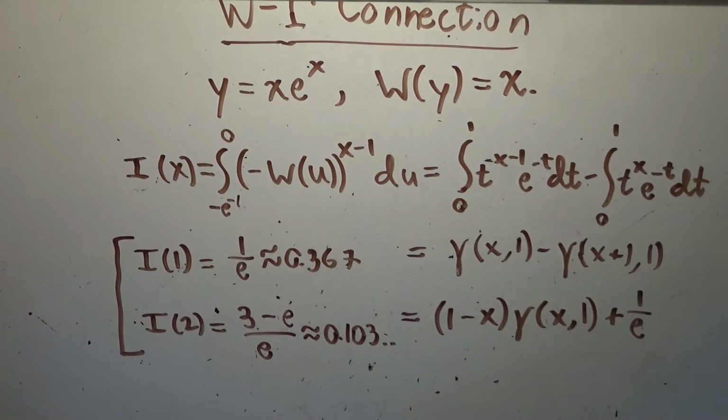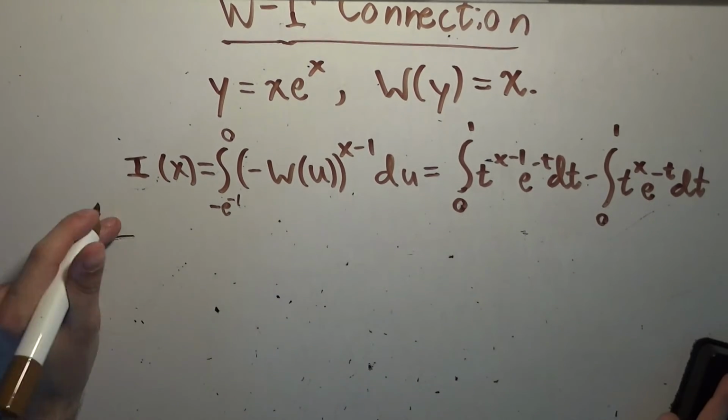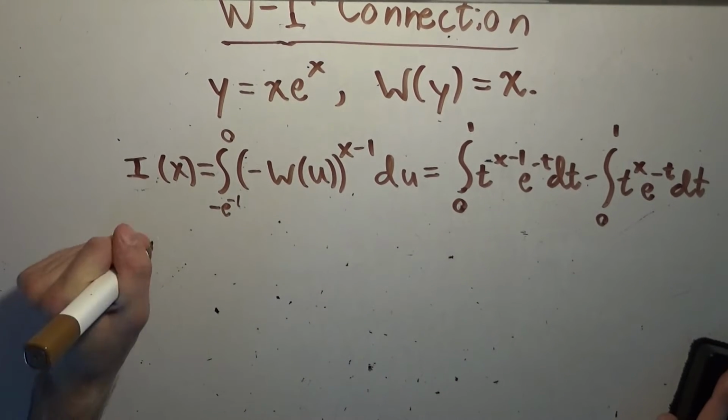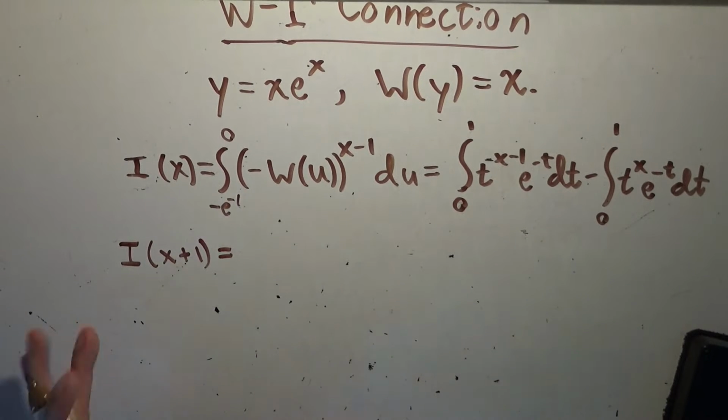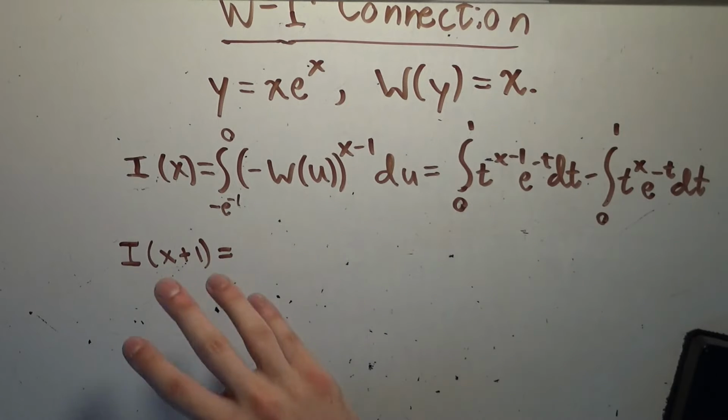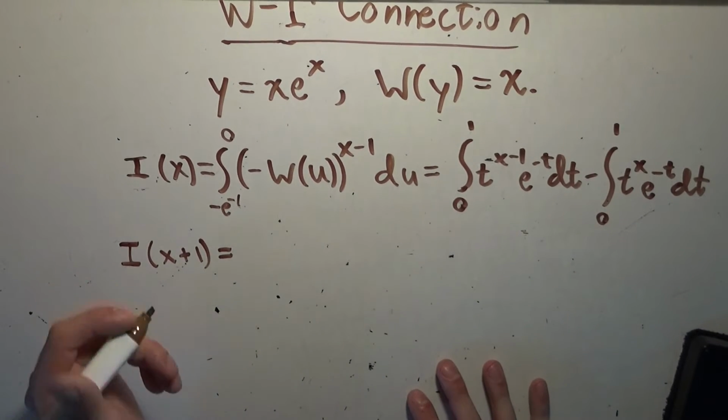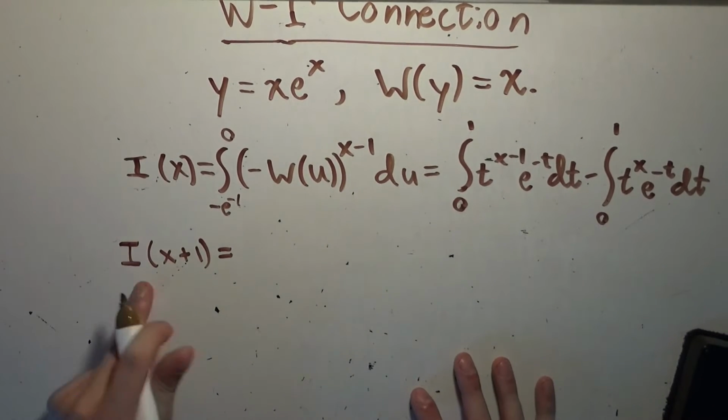So what we want to do is take a look at I of x plus 1 and see if we can reformulate this into something in terms of I of x, because then we can use previous answers to inform later answers, which is the way that recursion usually works.